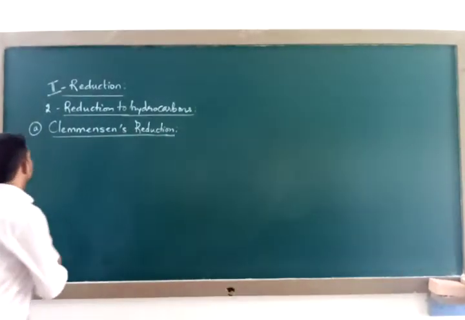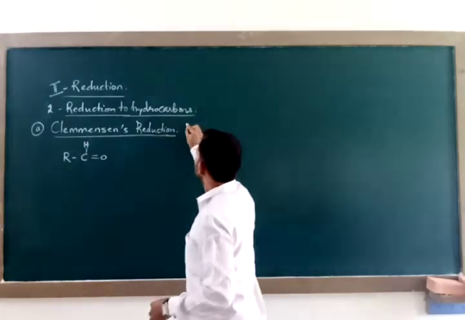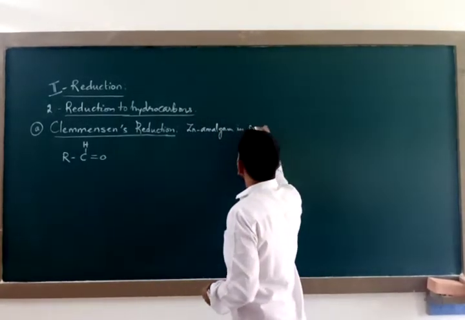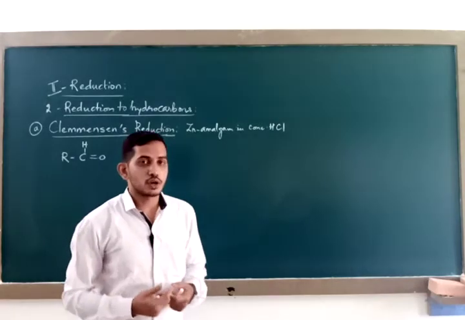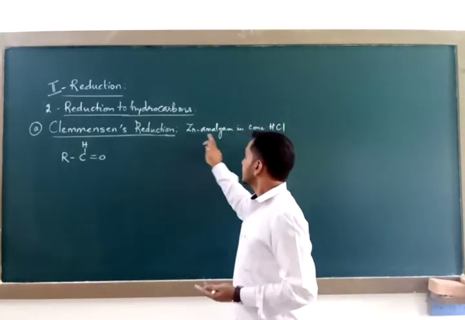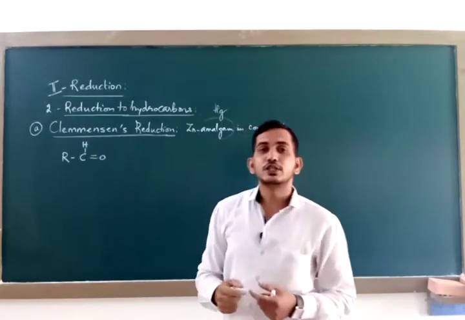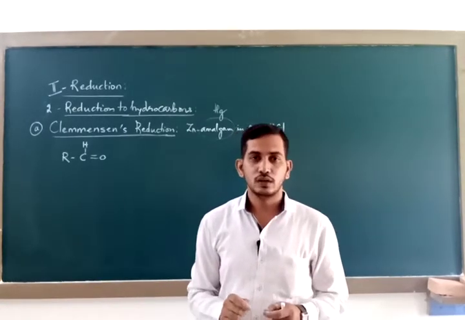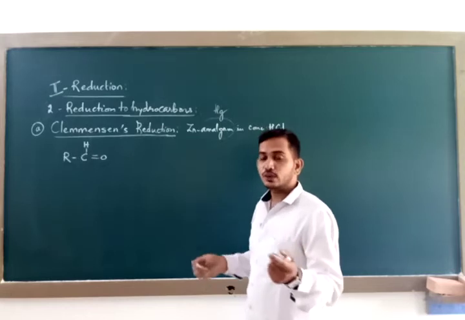For this, you take an aldehyde and reduce it using zinc amalgam in the presence of concentrated HCl. You may ask, what is an amalgam? An amalgam is a mixture of at least two metals, out of which one should compulsorily be mercury. It can be a mixture of three or four metals also, but one should be mercury. So zinc amalgam in concentrated HCl means zinc and mercury in the presence of concentrated HCl.